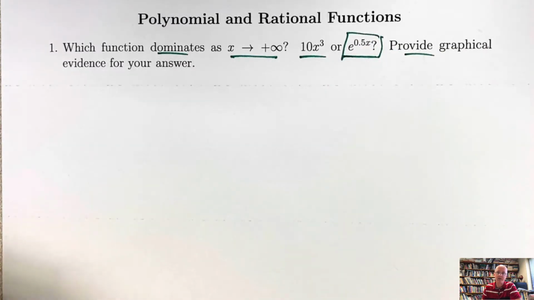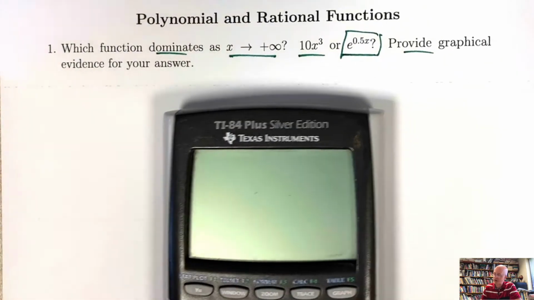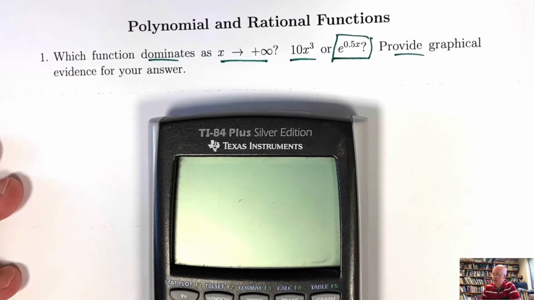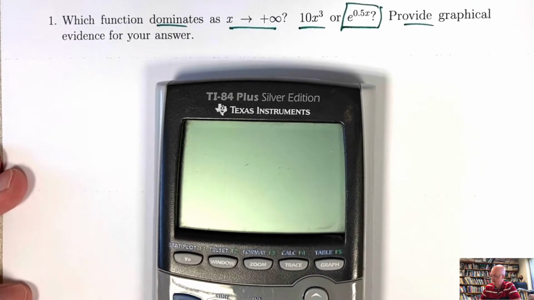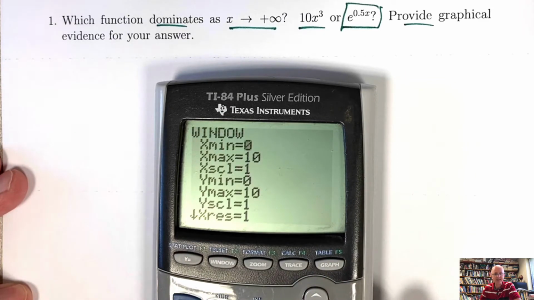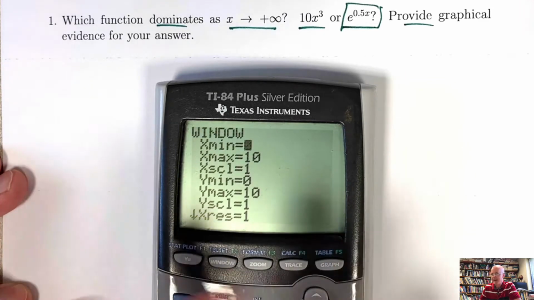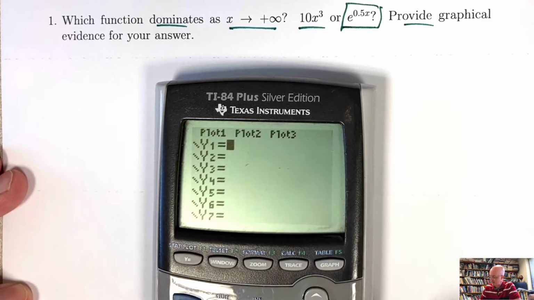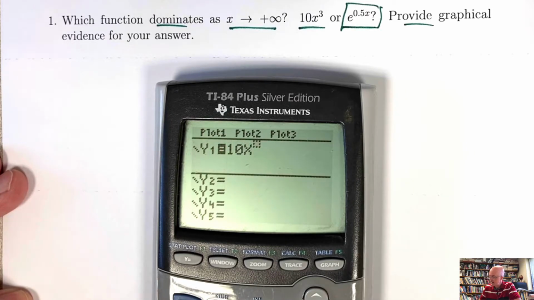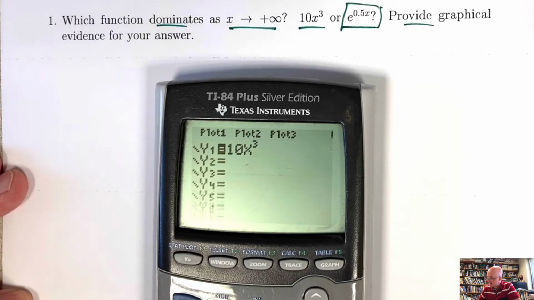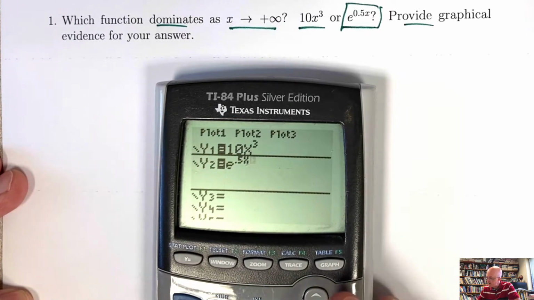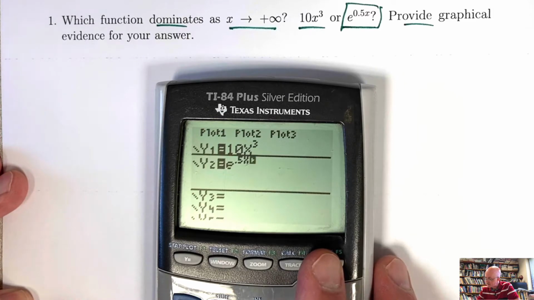As far as providing graphical evidence, it's not a proof. We do want to make some window where we see ultimately this exponential growth function growing faster than the polynomial growth. If we pick a typical kind of window, I picked from 0 to 10 in the x direction and the y direction, we may not see that. Okay, let's go ahead and plug these functions in. We have 10 times x cubed right there, and then the second function is e to the 0.5x. All right, let's just see what happens on this particular window.